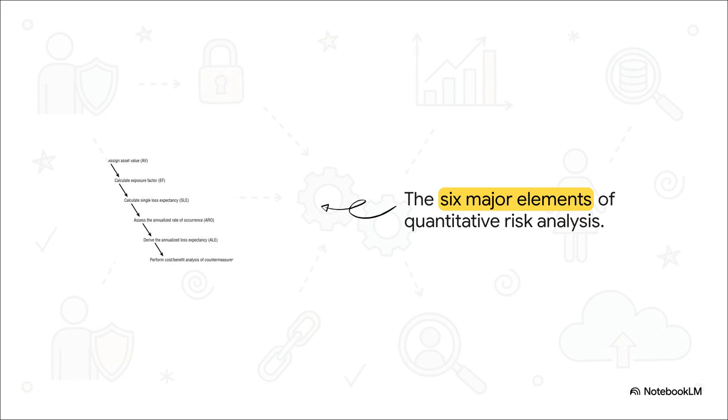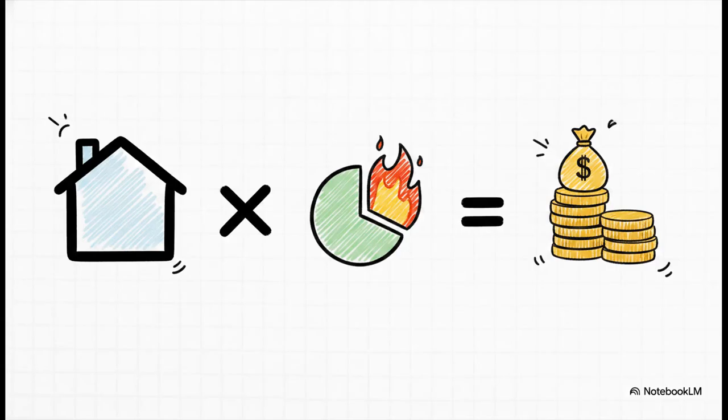Then you calculate the exposure factor, calculate the single loss expectancy, assess the annualized rate of occurrence, derive the annualized loss expectancy, and finally, at the very bottom, you perform a cost-benefit analysis of your countermeasures. It's a brilliant step-by-step logic that takes you from a single server's price tag all the way to a major budget decision. Let's break down the math you absolutely need to know for the exam.